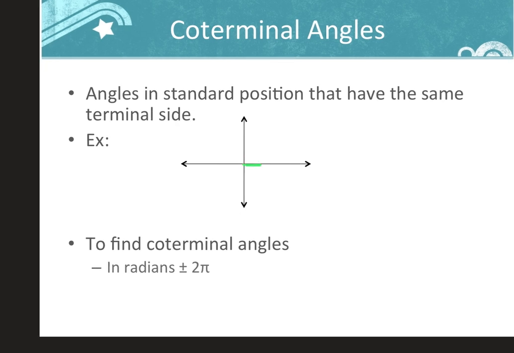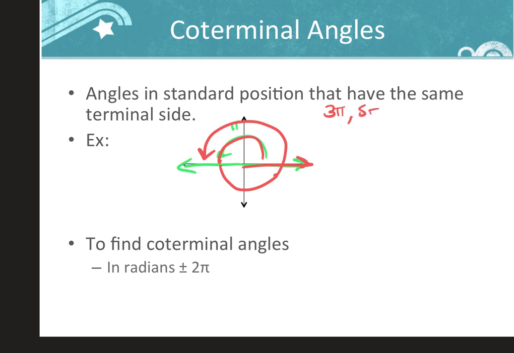So if I graph something that was pi, let's say, I could also graph something that is 3 pi. 3 pi starts here. This would be 1 pi. This would be 2 pi. This would be 3 pi. Starts and stops the same place. So these are called coterminal angles.